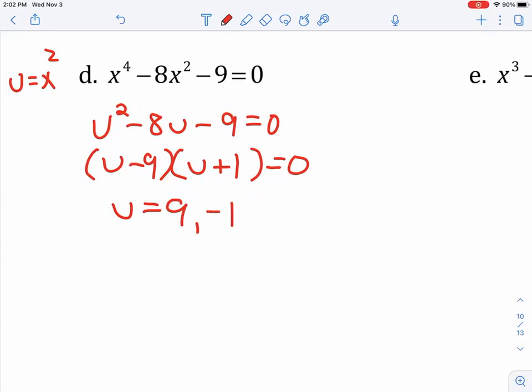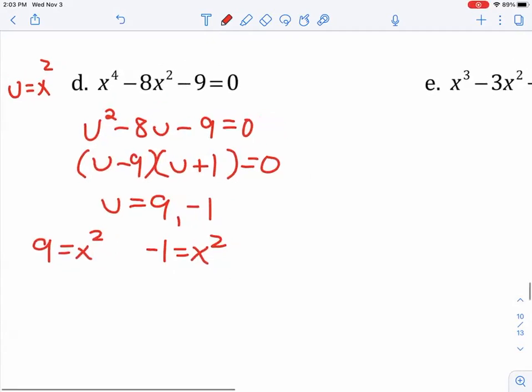And so u equals 9 or negative 1. But now we have to go back and solve for x. So my first equation will be 9 equals x squared. My second equation will be negative 1 equals x squared. Then I'll solve both of those for x.